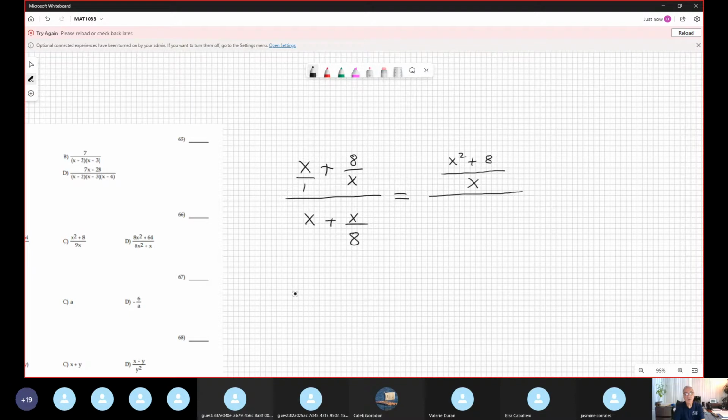Mister, I have a question. Go ahead. How did you find the lowest common denominator? Okay, the least common denominator in this example between 1 and x is obviously x, right?